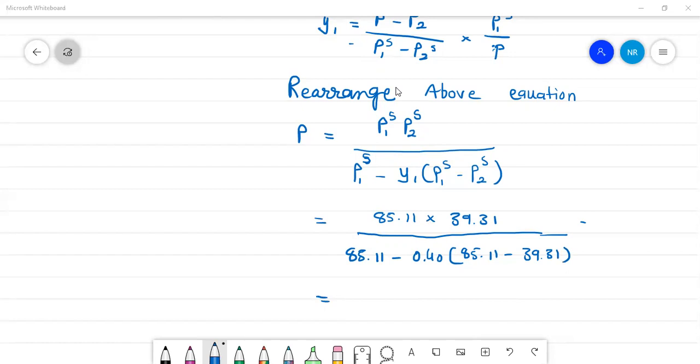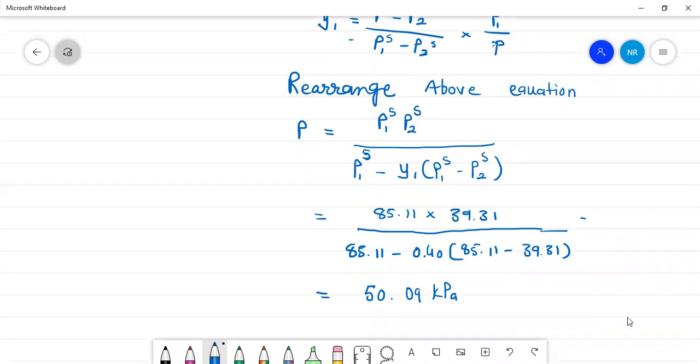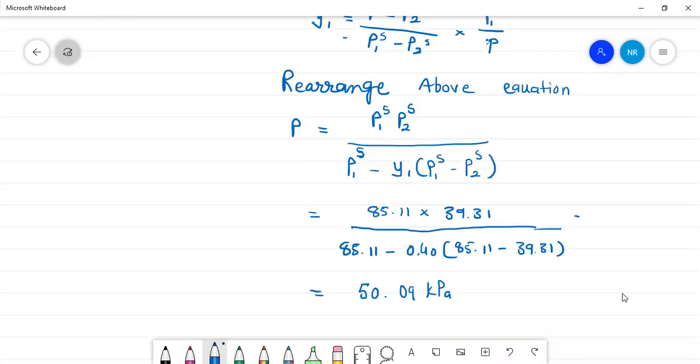Okay. Devanshu says it's 50 kilopascal. Okay, it's 50 kilopascal. Done. So the total pressure we calculated.